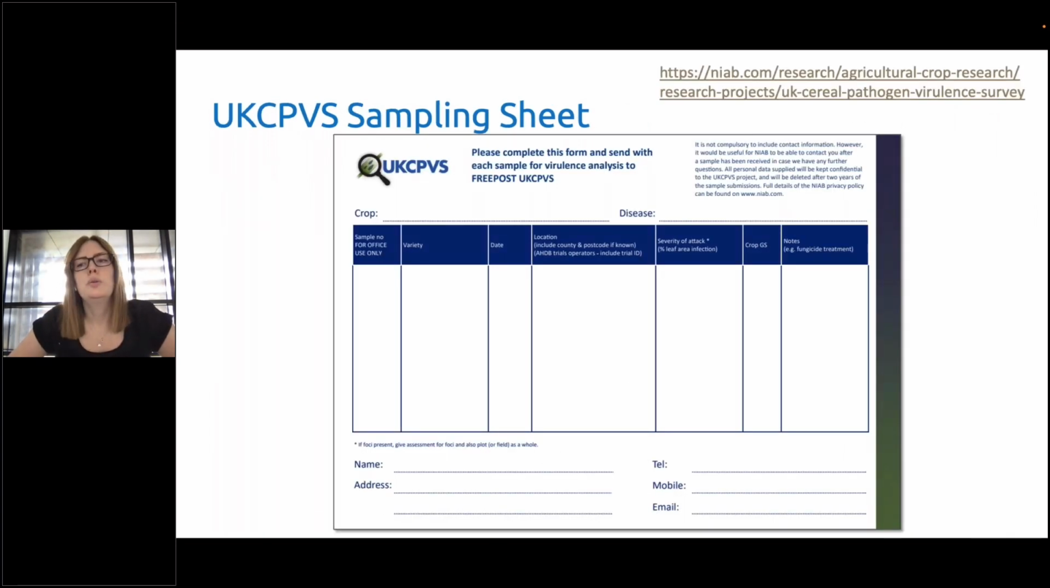So just to show the sampling sheet, please remember that when you send in a sample to us, please fill in this sampling sheet and please fill in something in each one of the columns. As much information as possible, the more the better. And the website's on the top of the slide where you can find more information about sampling.